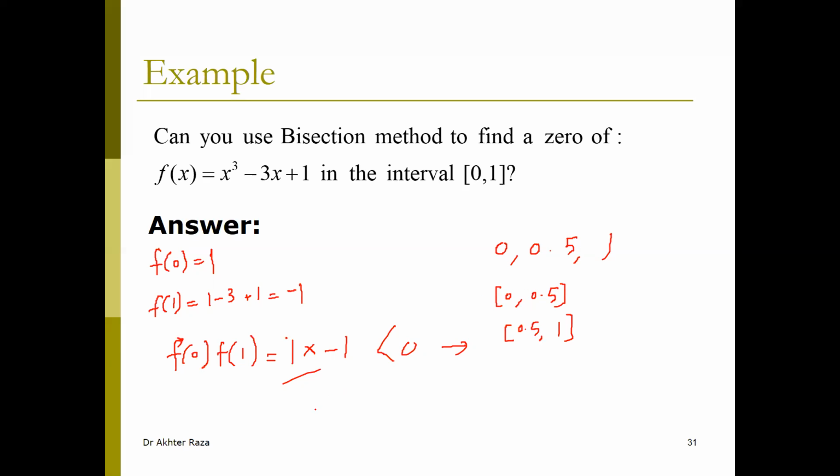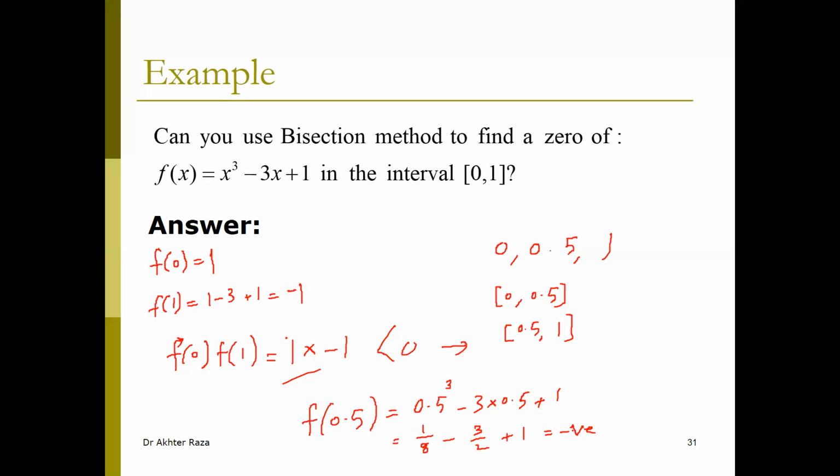We have to calculate f of 0.5. F of 0.5 is 0.5 cube minus 3 into 0.5 plus 1. So 0.5 cube means 1 upon 8, minus 3 upon 2, plus 1. 3 upon 2 becomes 1.5. I think it is 0.2... so I think it is negative. It is negative in sign.